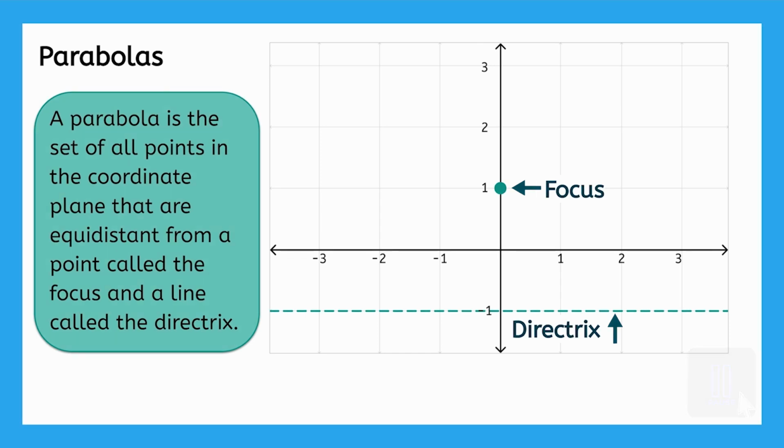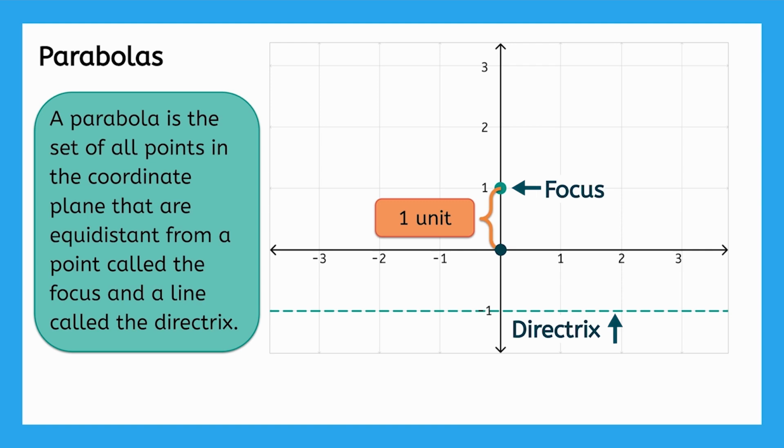What does this definition tell us? Consider the term equidistant. If a point is halfway between the focus and directrix, is it equidistant from both? This might sound obvious, but it helps us understand the definition. How far is this point from the focus? 1 unit. How far is it from the directrix?